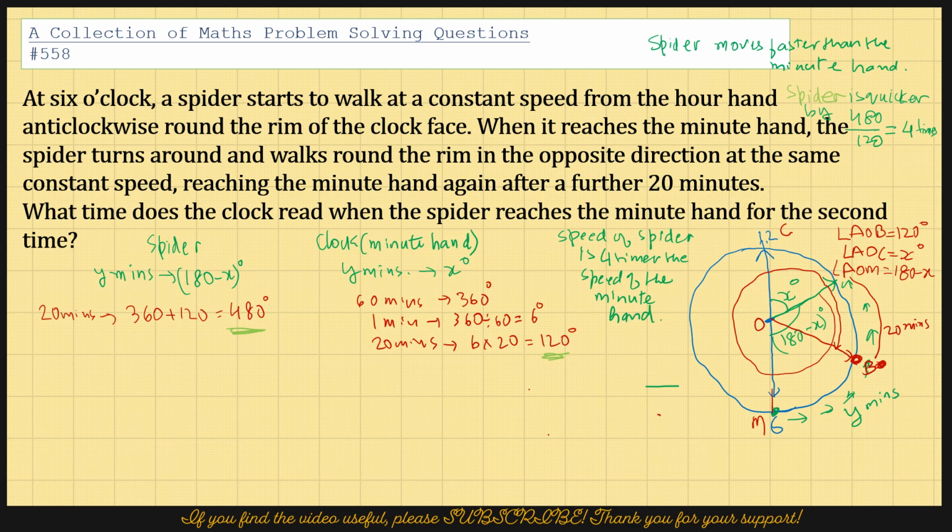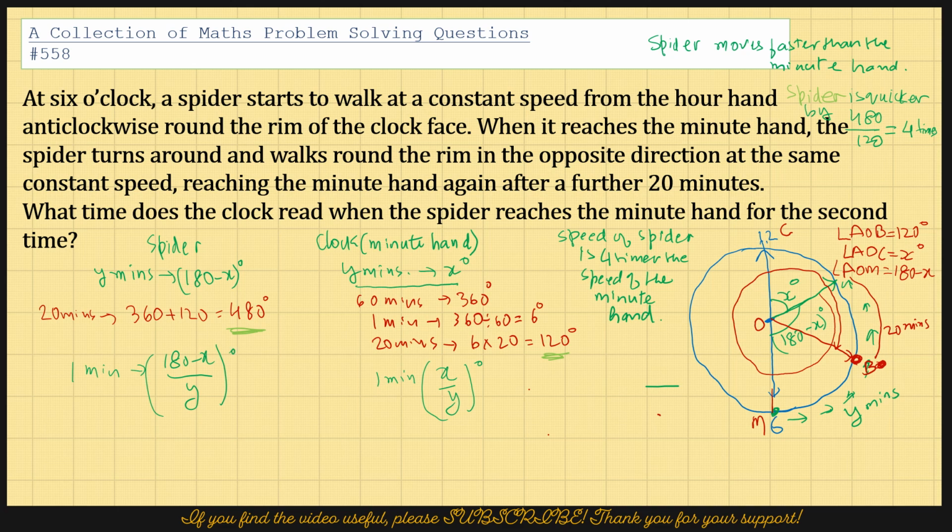So what is the speed of the clock? The speed of the clock, you see, is y minutes. It goes x degrees, so in 1 minute, it would go x out of y degrees. And for the spider, in y minutes, it does 180 minus x degrees. So in 1 minute, it would go 180 minus x out of y degrees.